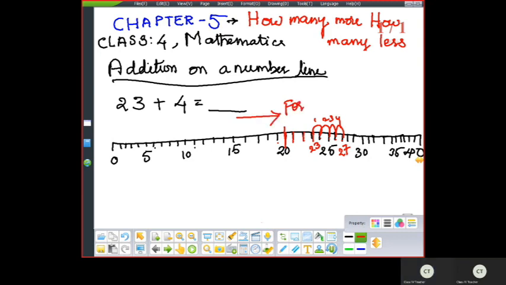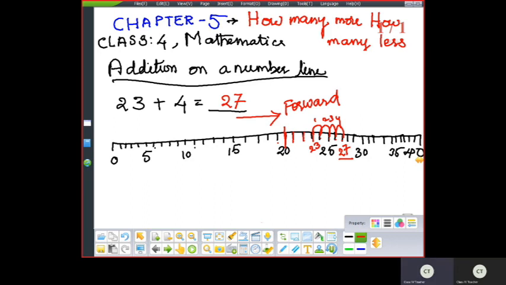Forward. So now, addition, what you will do on a number line, we will move forward. So what do I get? Where did I stop, children? 27. The place where I stopped is the answer. Yes or no? Okay.